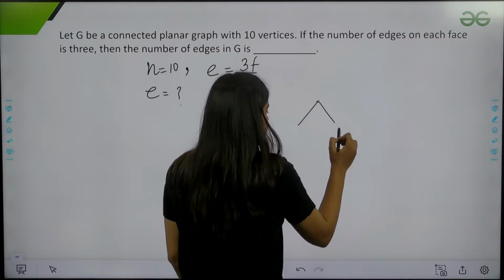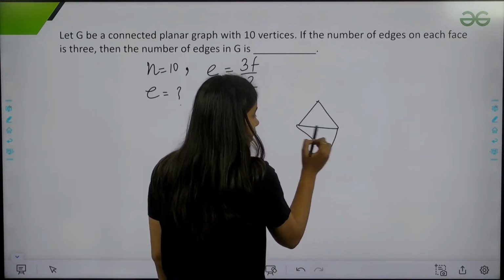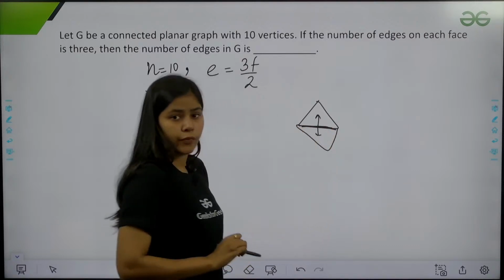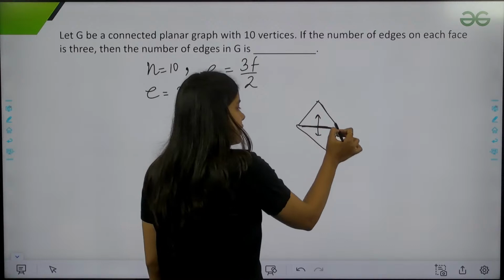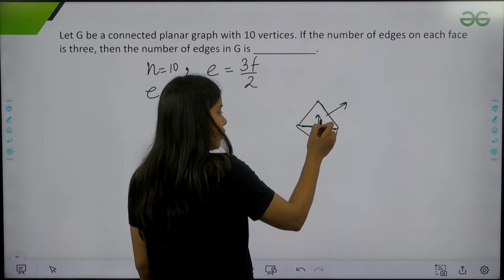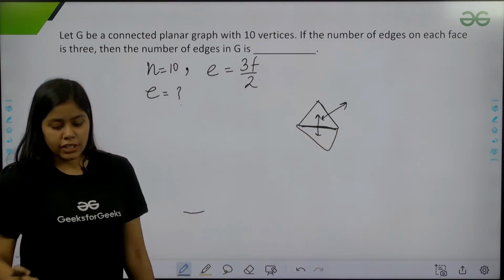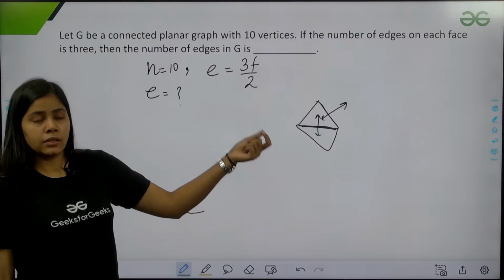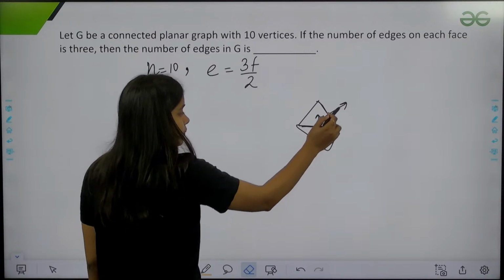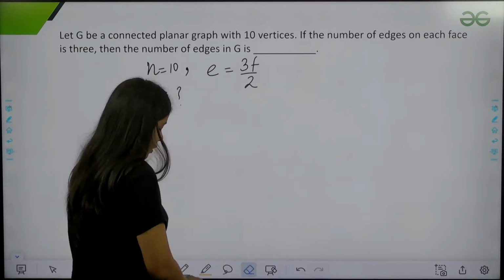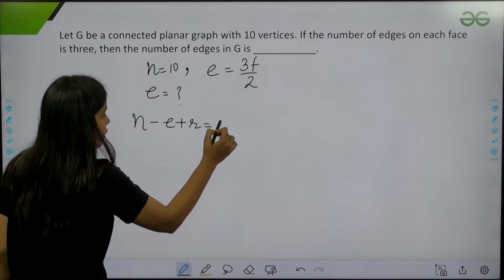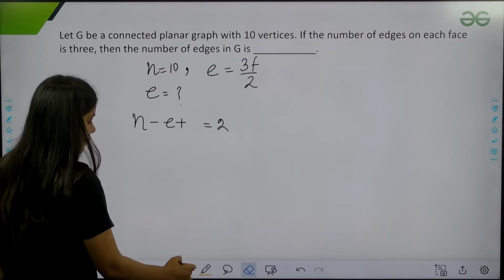Let's suppose I take this one. This edge is for this face also, and this edge is for this face also, and if I consider this edge, it is for the outside face, the outside region, and for the inside region also. So every edge has 2 regions, so that's why we have divided it by 2. And to solve this, we have a formula, right? What is the formula? We have the formula n minus e plus r equals 2, or you can say f, right?